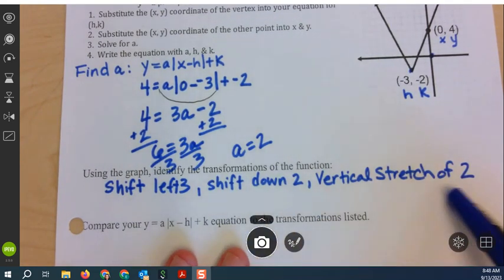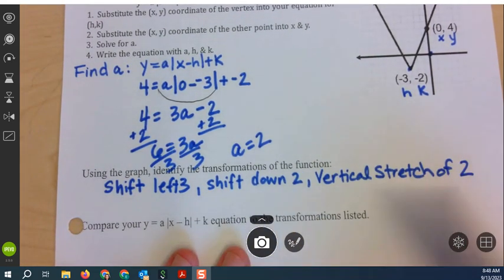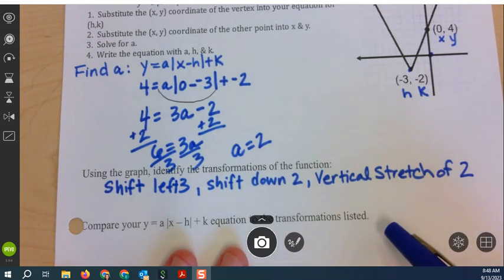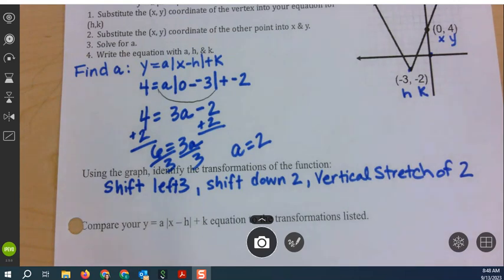Looking here, does that 2 in front create the shift down 2 or the vertical stretch of 2? When you put a 2 in front and multiply by 2, does that shift it 2 or does it stretch it by 2? Yeah. It is stretch. So multiplying by 2 does stretch your whole equation by 2.